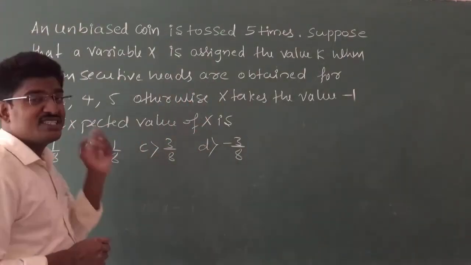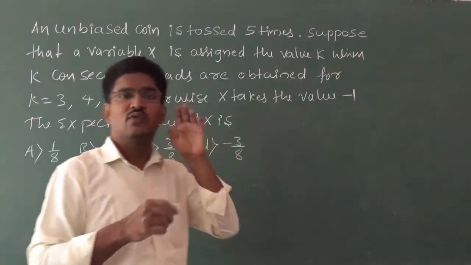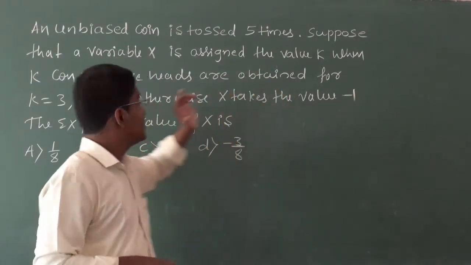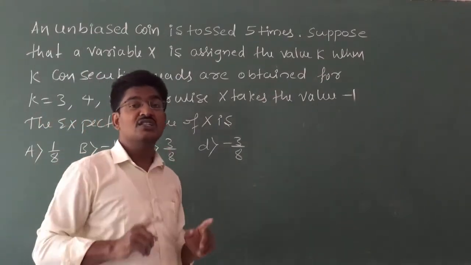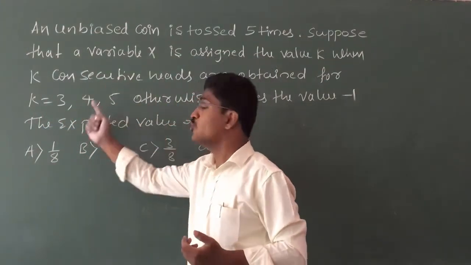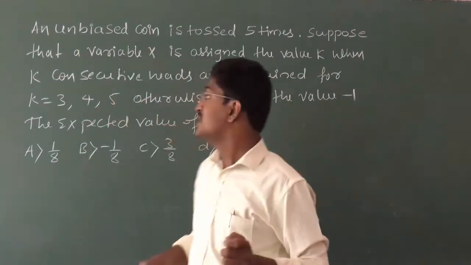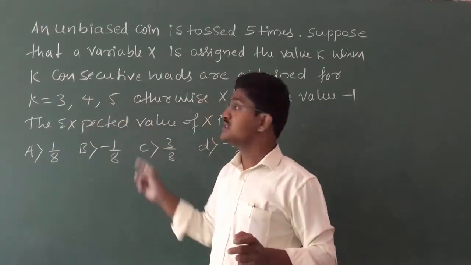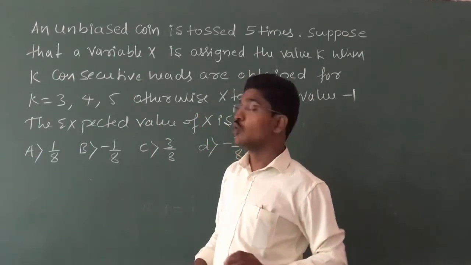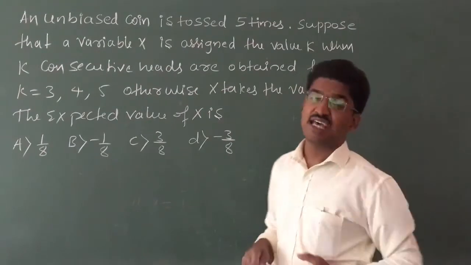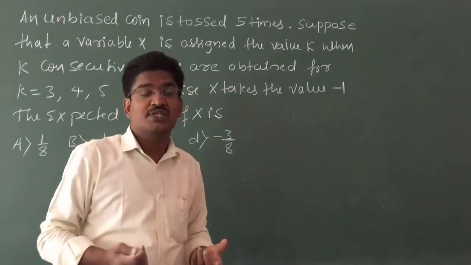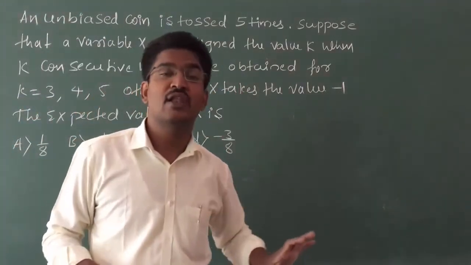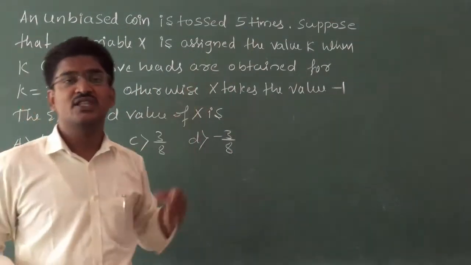So for that, there is an unbiased coin which is tossed 5 times. There will be a variable x for the occurrence of head and tail. So x is assigned k, where the k value is 3, 4, 5. That means occurrence of head consecutively for 3 times, for 4 times and for 5 times. Are you understanding it? So what is he asking here? He is asking the expected outcomes whenever the given conditions happen.